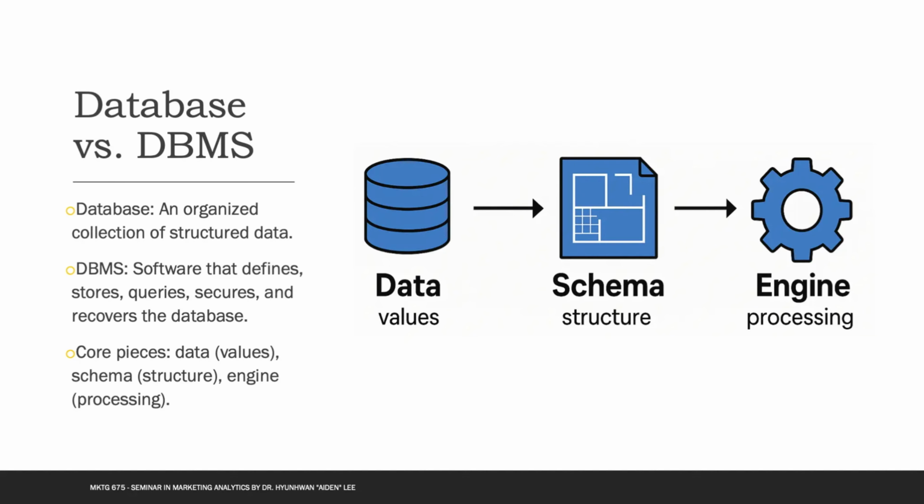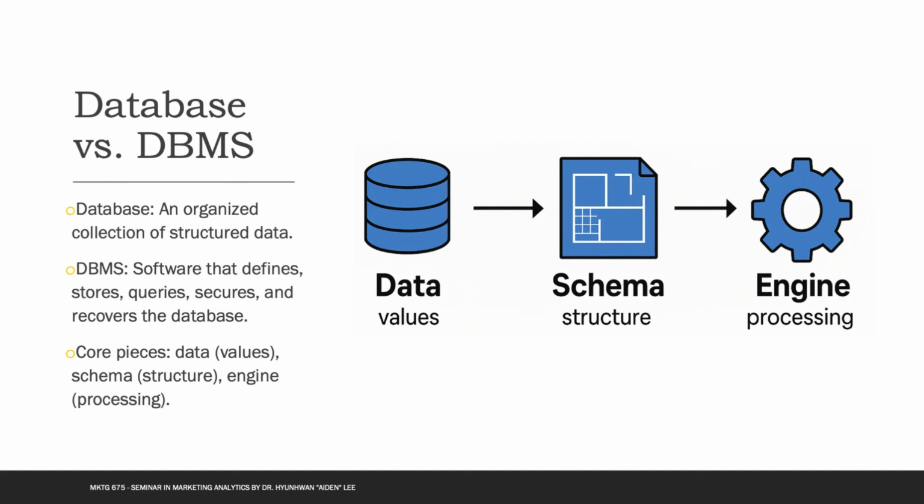Third, engine. This is the part that processes work. It reads and writes files, chooses a query plan, uses indexes, and handles transactions so that many users can work at the same time without stepping on each other. Why does this distinction matter? When we say we will store something in the database, we are talking about the data itself. When we say we will create a table, run a query, or grant access, we are using the DBMS to manage that data.